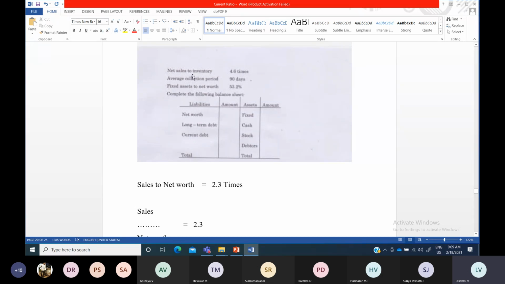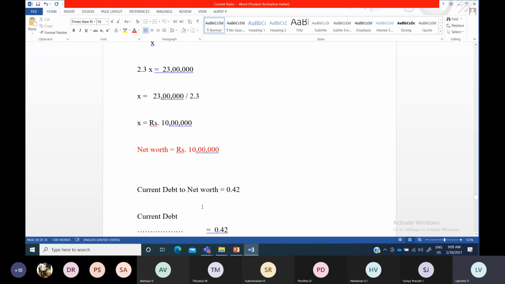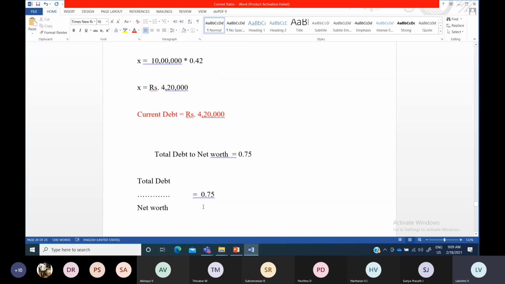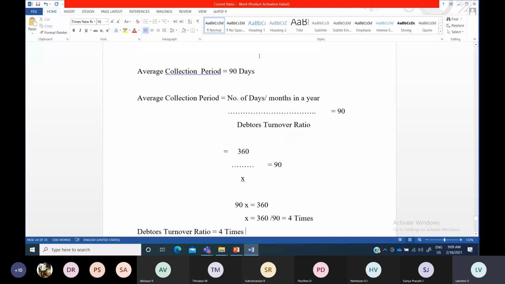So for which they have given me certain information. With that information, I am going to calculate this debtors amount. So average collection period, they have given us 90 days, with which I am going to calculate now debtors turnover ratio. And then I am going to proceed further.